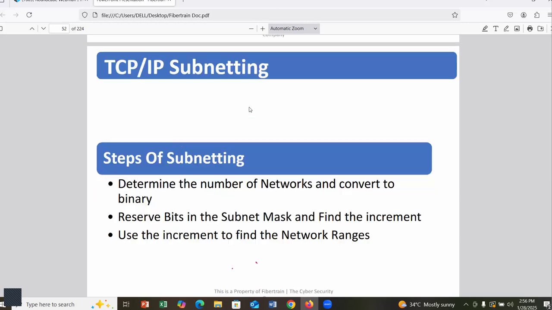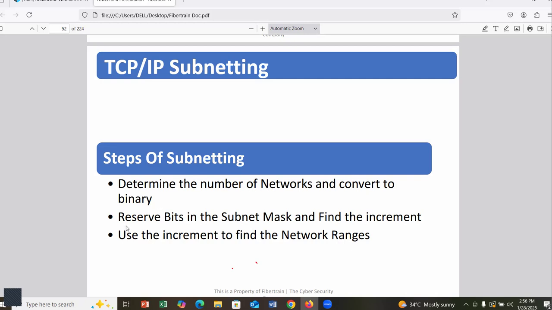The next thing is the steps of subnetting. Anytime you want to configure or solve a subnetting question, these are the steps that you must follow in order to achieve your goals. The first step says to determine the number of networks and convert it to binary. So anytime someone gives you a subnetting question, these are the steps we need to follow. The first thing is to determine the number of networks. Once we determine the number of networks, we should convert it to binary.